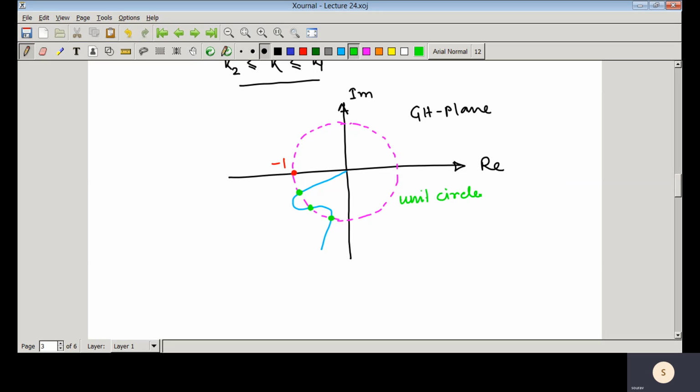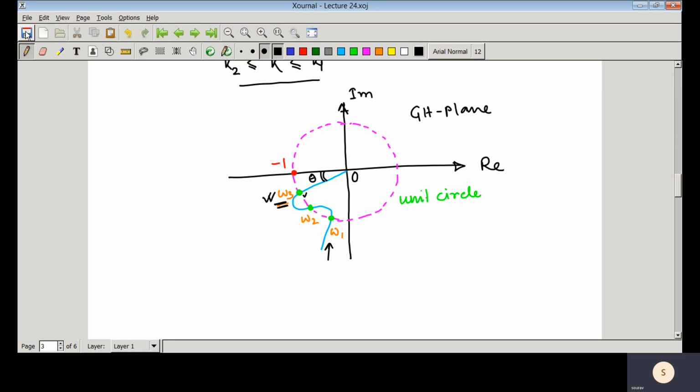Those frequencies are, suppose, omega 1, omega 2 and omega 3. So there are 3 frequencies where the magnitude is equal to 1, which means you have multiple gain crossover frequencies. In this particular case, we need to consider only omega 3, which is closer to the critical point, and we take this theta as the phase margin. Whenever you have multiple gain crossover frequencies, where the plot cuts the unit circle, we need to consider the highest frequency. Here the frequency is increasing like this, and as omega tends to infinity, it comes to 0. So omega 3 is the highest frequency, which is closer to the critical point. At that point we calculate the phase margin, and it gives you the relative stability information.